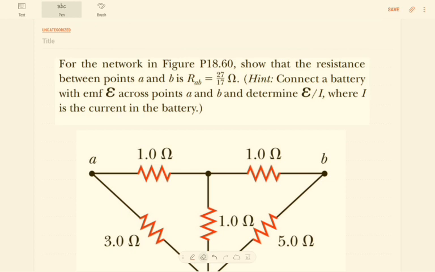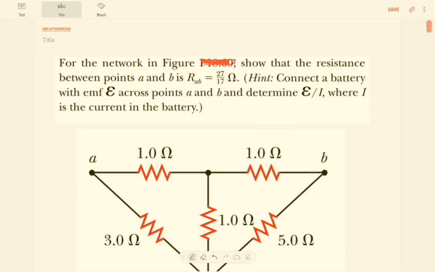Of course the question says here, for the network in the figure, let's forget this, because mostly this question is taken from Serway. You can go there and find the question. The question says: show that the resistance between point A and B is R_AB = 27/17 ohms. Hint: connect a battery with EMF E across point A and B and determine E over I, where I is the current in the battery.